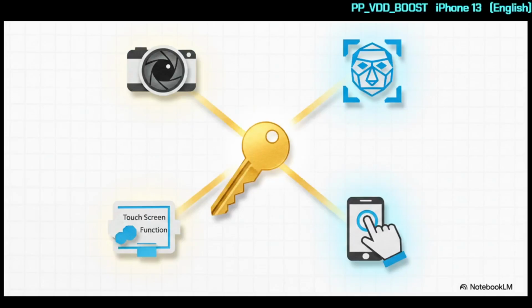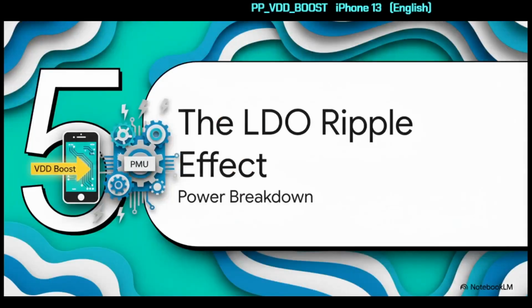And the list definitely goes on. We've also got the camera power ICs, the Face ID sensors, and the touchscreen functionality. VDD_BOOST is literally the master key for all of these. If this single line goes down, your wide-angle lens fails, Face ID straight up refuses to scan, and even the simple act of swiping to unlock your touchscreen becomes completely impossible. Finally, let's look at Section 5, the LDO ripple effect.